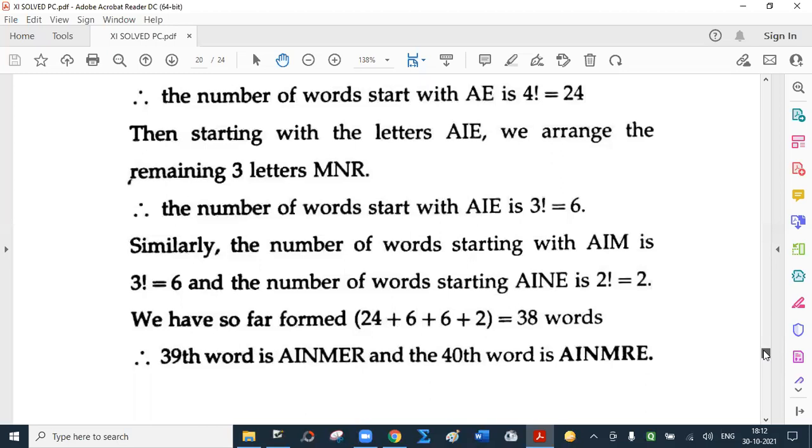So what will be the 39th word? After AINE comes AINMER, and the 40th word will be AINMRE, because we are asked to arrange the words as in a dictionary. So the correct answer is AINMRE. 2-3 students have given the same answer. Very good.